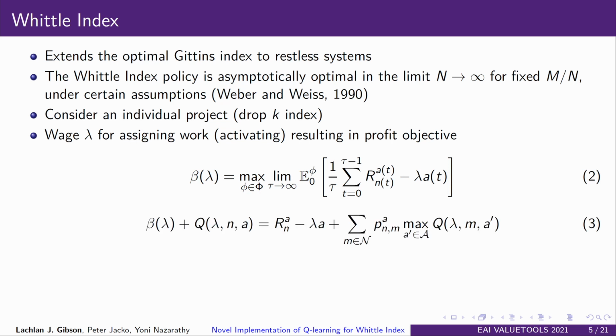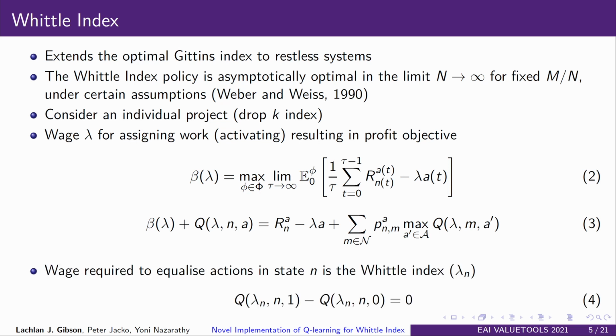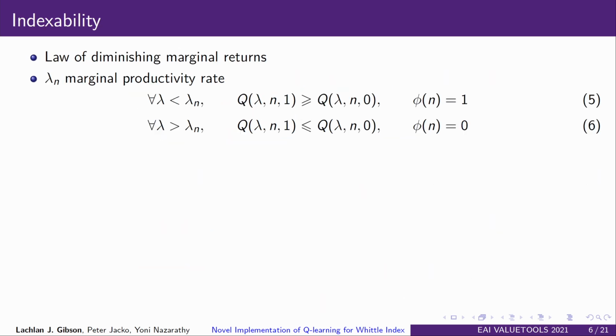Therefore, we get the following dynamic programming equation linking beta to q values, which represent the expected relative time average profit for wage lambda when starting at state n and doing action A. The Whittle index at state n is the wage required to equalize the expected time average profit for both actions at that state. Here we assume the system is indexable, following the law of diminishing marginal returns. That is, increasing the wage will increase the difference in active and passive Q values.